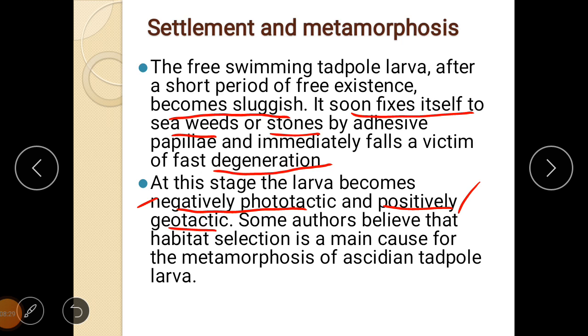Some authors believe that habitat selection is the main cause for metamorphosis of the Ascidian tadpole larva. So, whatever metamorphosis happens is actually because of the selection of habitat. When they find the habitat, only then will they undergo metamorphosis. That is actually the meaning of the sentence. Okay.